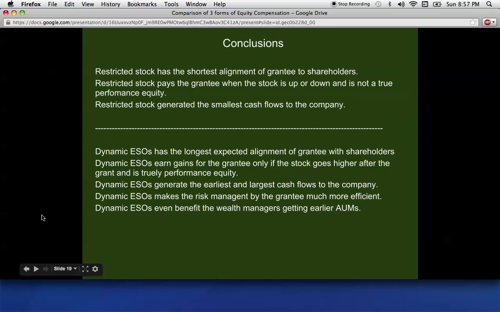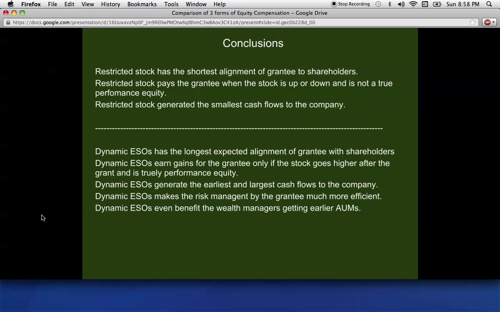Okay, so here's the conclusion. Restricted stock has the shortest alignment of grantee to the shareholders. Restricted stock pays the grantee when the stock is up, down, or the same, and is not a true performance equity regardless of what anybody says. Restricted stock generates the smallest cash flows to the company.